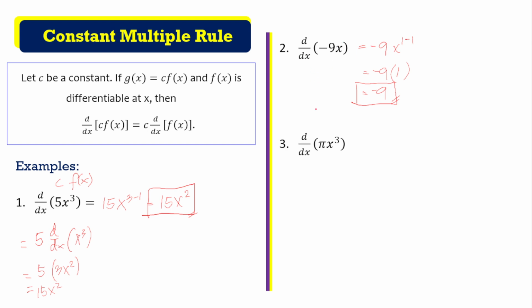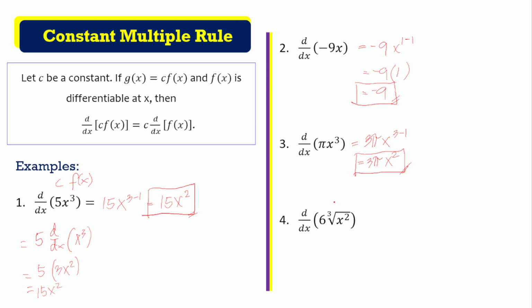Okay? So, for example, another example of applying the constant multiple rule. What is the derivative of pi x cubed? Just multiply the 3 to the pi. Pi, we know that is a constant because it has a value of approximately 3.14. So 3 multiplied to pi is equal to 3 pi, right? Then subtract 1 from 3, that gives us 3 pi x squared. That's the derivative of pi x cubed, right?